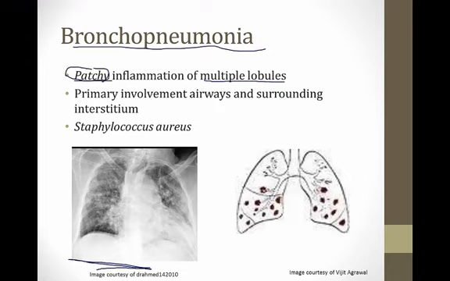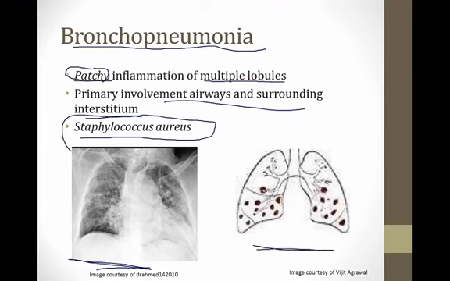In bronchopneumonia, there's primary involvement of the airways and the surrounding interstitium, and the classic bacteria to cause bronchopneumonia is Staph aureus. And this is just a drawing over here on the right of these little splotches that occur in bronchopneumonia.